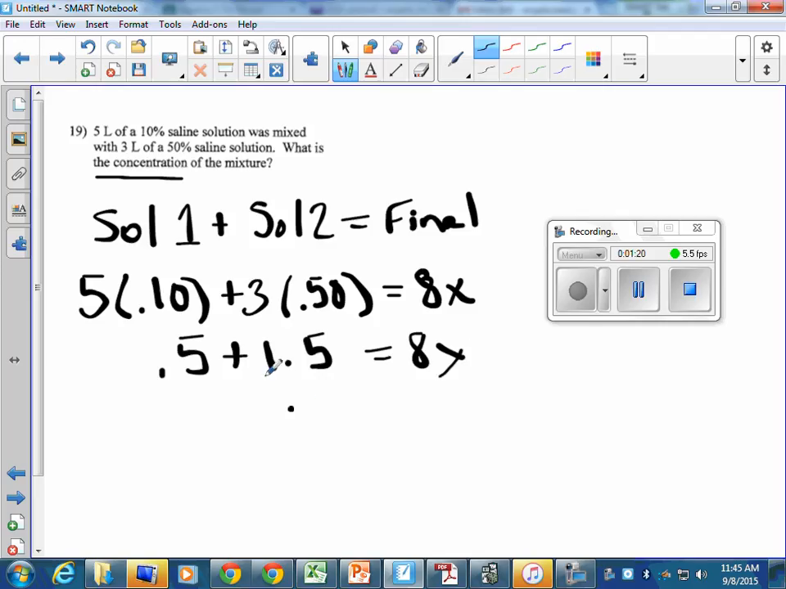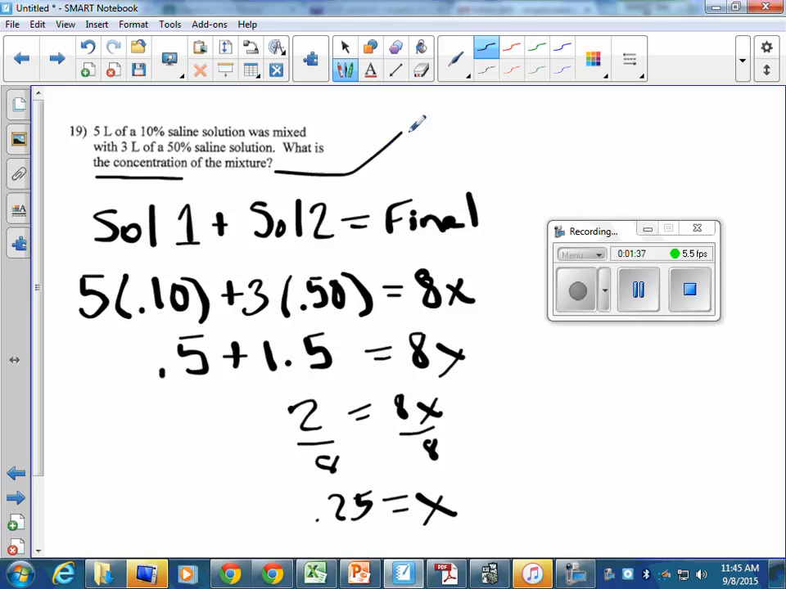So 0.5 plus 1.5 is 2. It's equal to 8x. Divide by 8, and I get 0.25 is equal to x. So when it asks what is the concentration of the mixture, my answer would be it would have a 25% concentration. That's what 0.25 is.